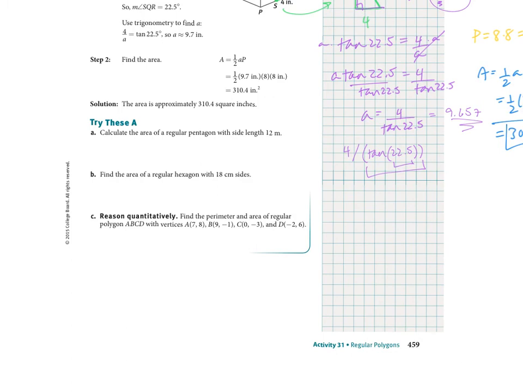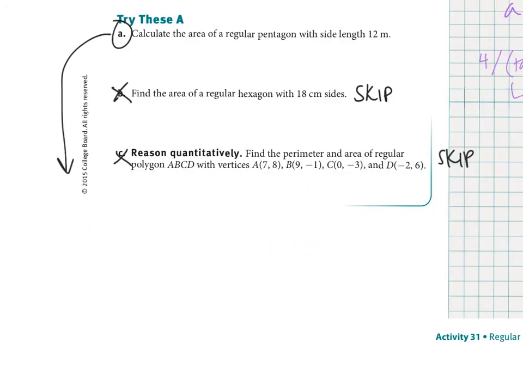Let's go ahead and now look at our next practice problem. What we're going to do is skip B and C. So go ahead and skip those. I'm going to do part A, but I'm going to show my work down here because that's not really enough space for us, and I want to make sure we can draw the picture to understand this. So our problem is asking us to find the area of a regular pentagon with side length of 12 meters. So I'm going to go ahead and draw my pentagon.